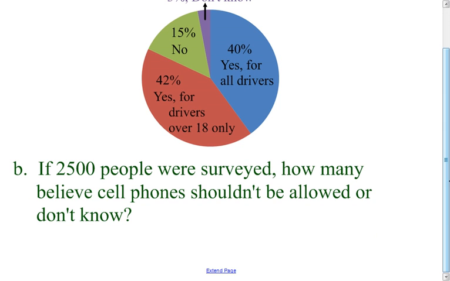If 2,500 people were surveyed, how many believe cell phones should not be allowed or they don't know? Okay, so not allowed is this 15% right here, and then don't know, this is running off the screen, but it's that 3% there. So there's 18% of people total that either don't think you should use cell phones or they don't know.